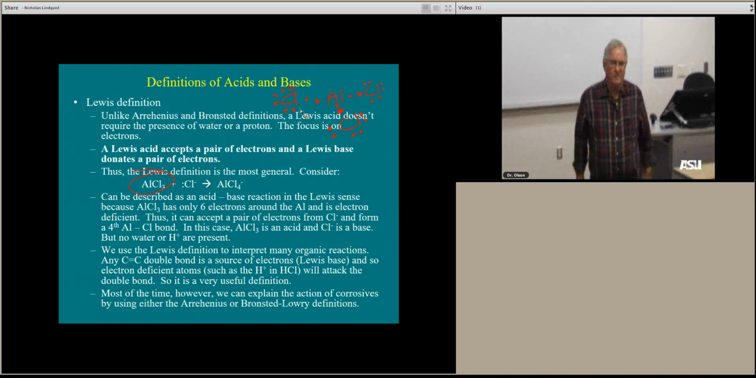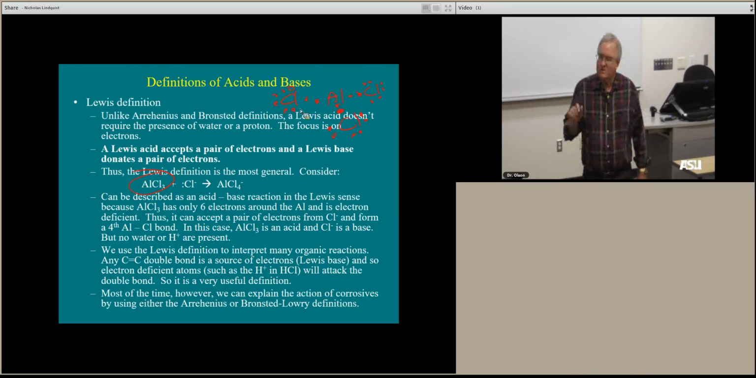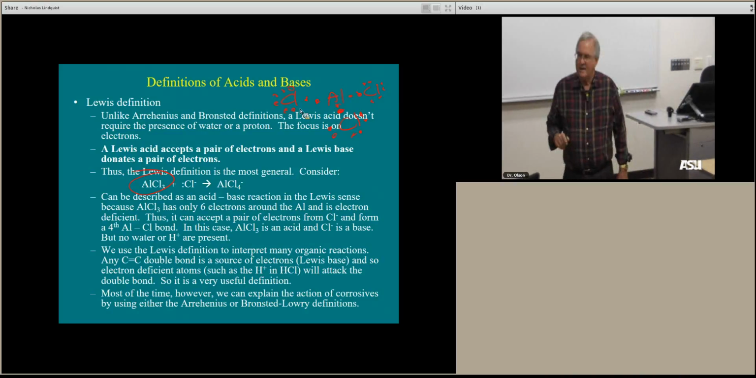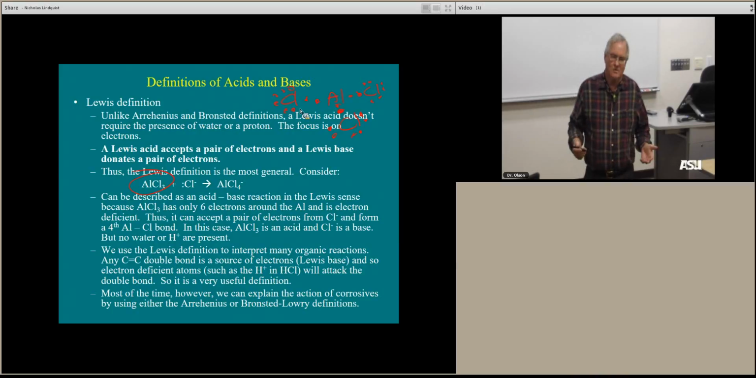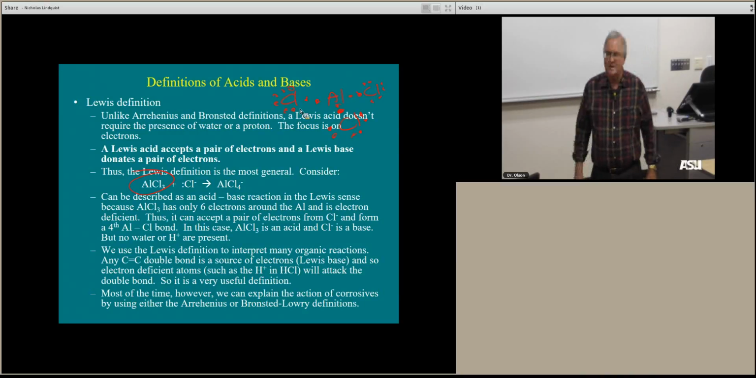But what's wrong with that electron dot structure? Aluminum only has 6, and it wants 8. So it turns out that aluminum chloride is very reactive. And the way it reacts is it wants to grab 2 electrons from something else. It wants to form bonds where it gets 2 more electrons so that it can have 8 electrons around it. So under the Lewis definition, if it's grabbing 2 more electrons, is that going to make it a Lewis acid or Lewis base? The Lewis acid says it accepts a pair of electrons. So aluminum trichloride turns out to be a very strong Lewis acid.